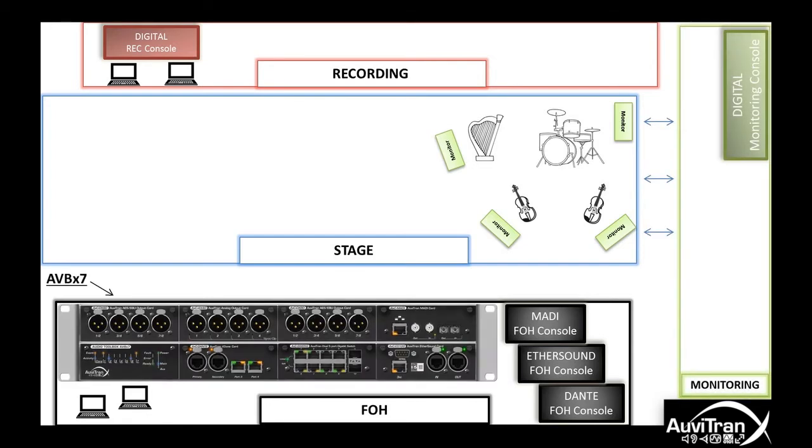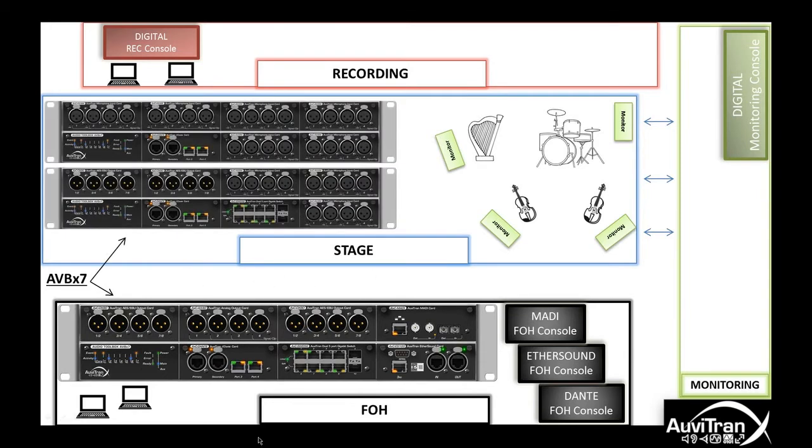So in the FRH we will have an AVBX7 with a Dante, a switch, a Netasound and a MADI card, plus multiple AES EBU and analog outputs for surround speakers, for example. On the stage we will have two AVBX7 with a Dante card in each and a switch card in the bottom one. We will also have 32 analog inputs and 16 AES EBU outputs for the front speakers, for example.